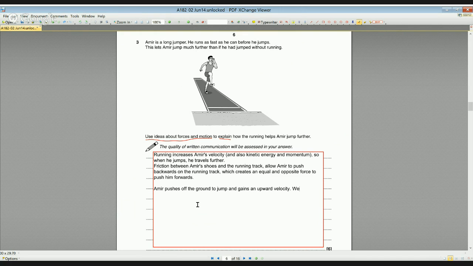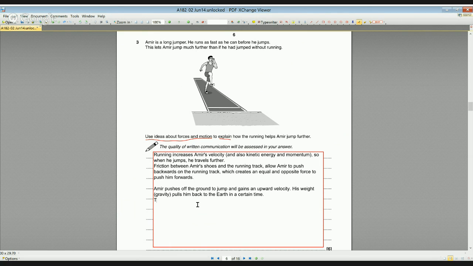His weight, which at GCSE we can call gravity, pulls him back to the earth. And it doesn't matter. The only thing that's going to affect how long that takes to happen is how hard he pushed off the ground. It doesn't matter how fast he was running previously. It will pull him back to the earth in a certain time.